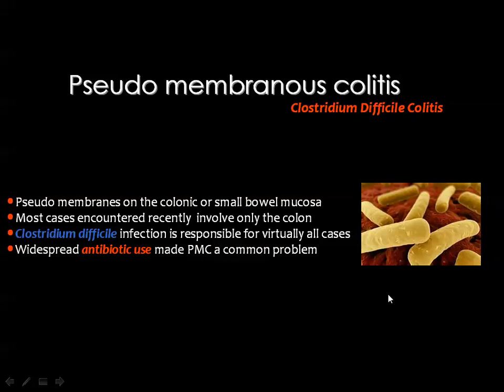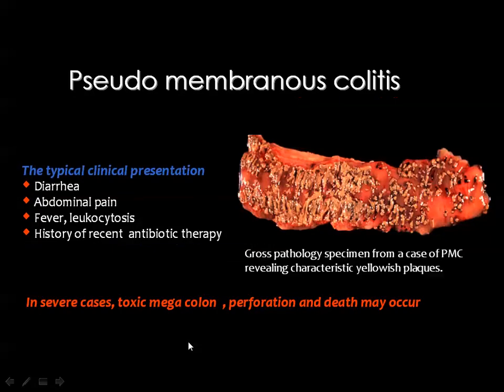And the main underlying cause is the widespread use of antibiotics, which will result in proliferation and growth of this particular type of bacteria, resulting in this pseudomembranous colitis. The patient may present with diarrhea, abdominal pain, fever, and leukocytosis. This is very important. This leukocytosis is important. It will differentiate this type from the other type.